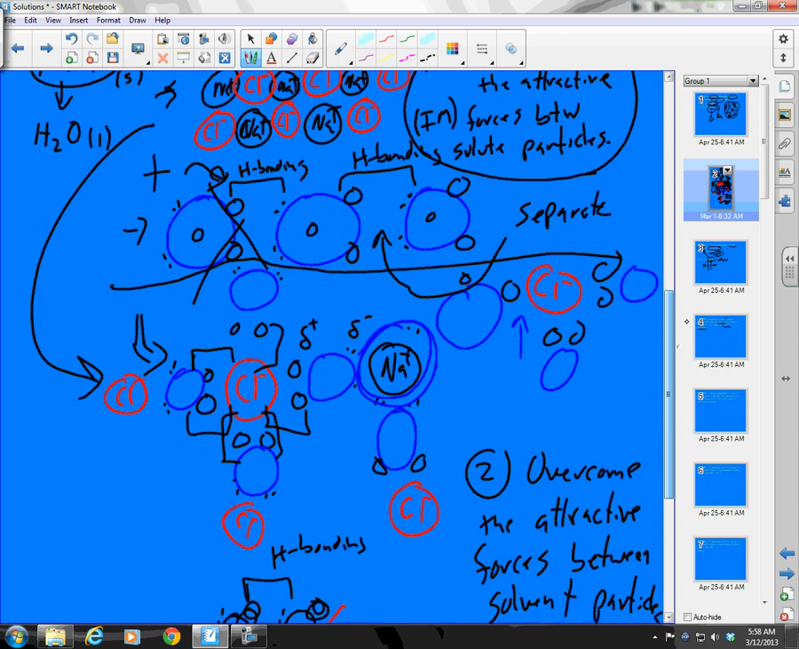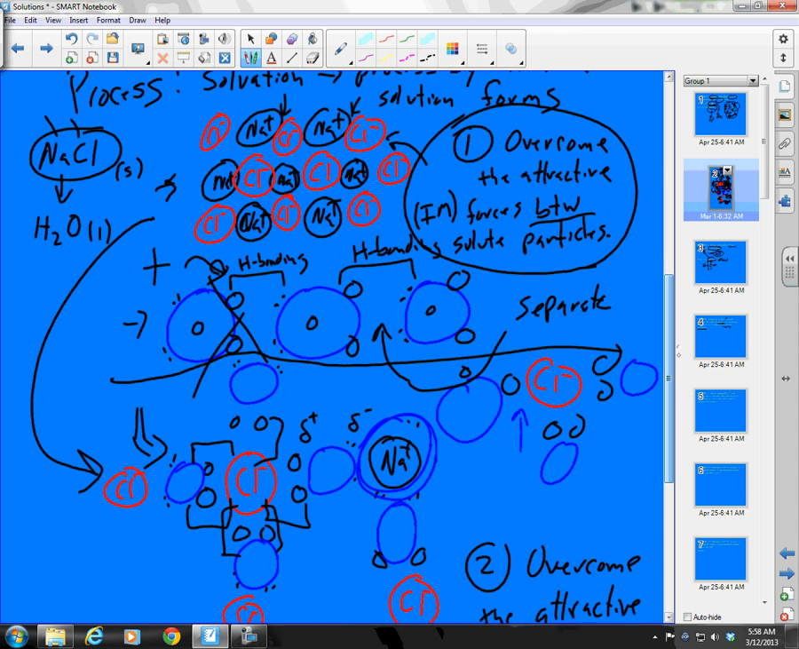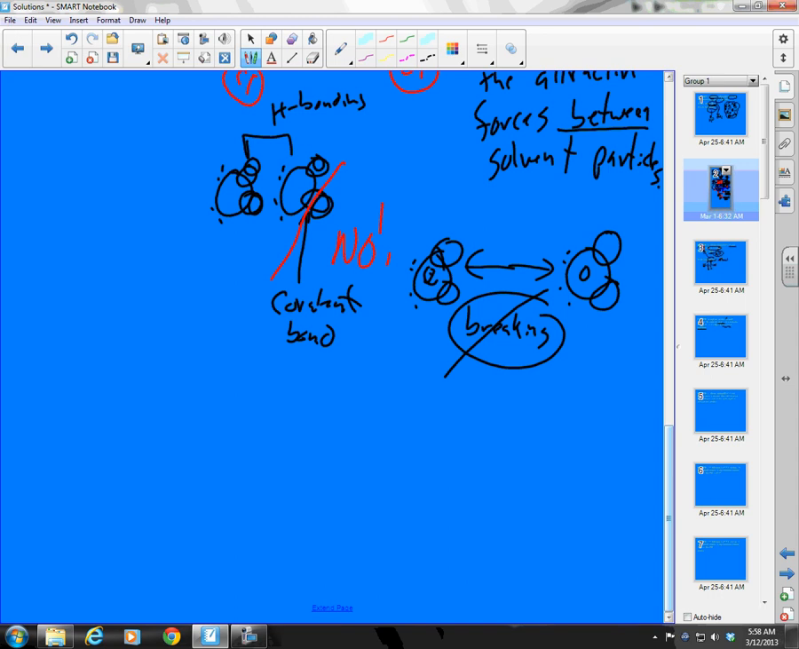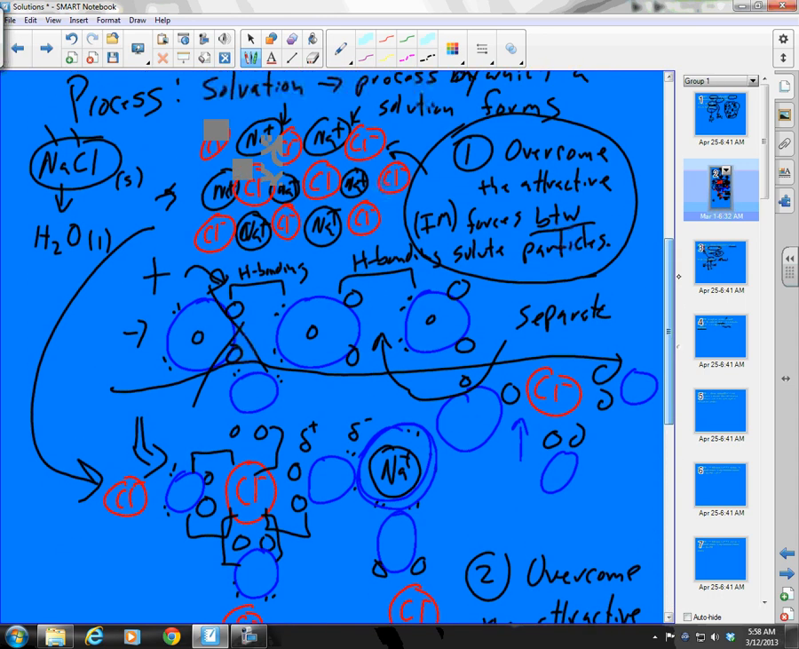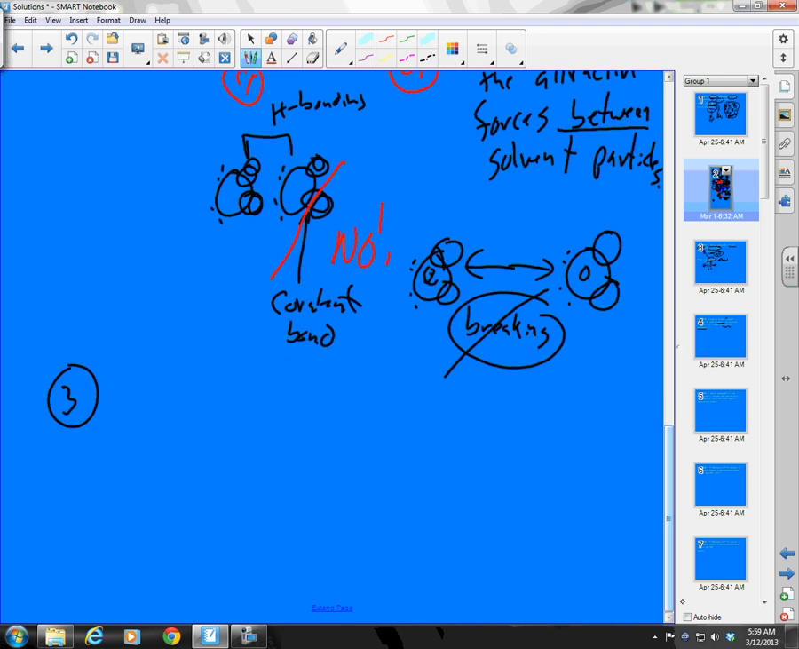Okay, so let's review again. Number 1, I overcome the attractive forces between the solute particles. Number 2, I overcome the attractive forces between solvent particles. And number 3, what happens? Well, let's go back. I separate here, then what? Things come together down here, right? Good. And so what happens then? My solvent particles do what?